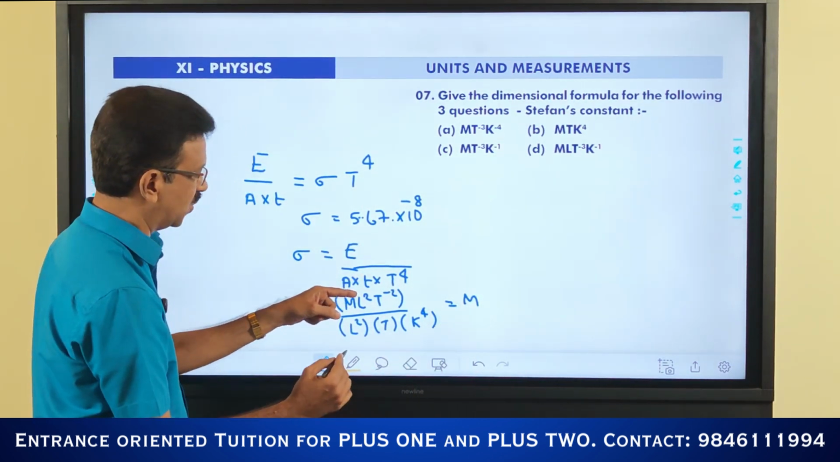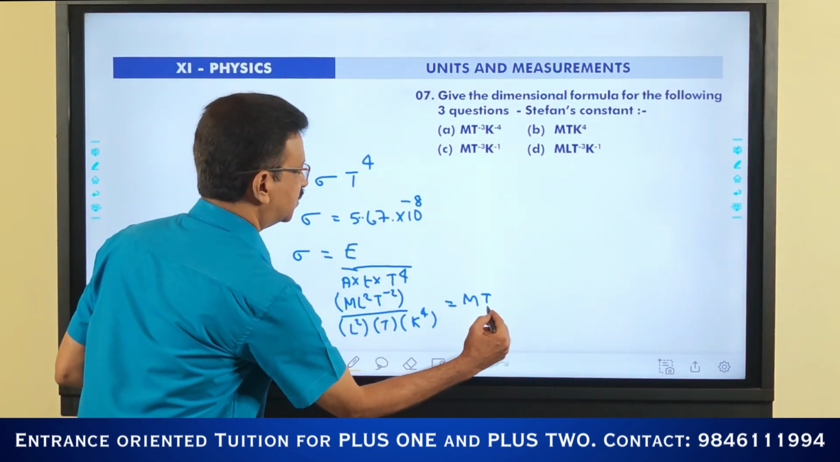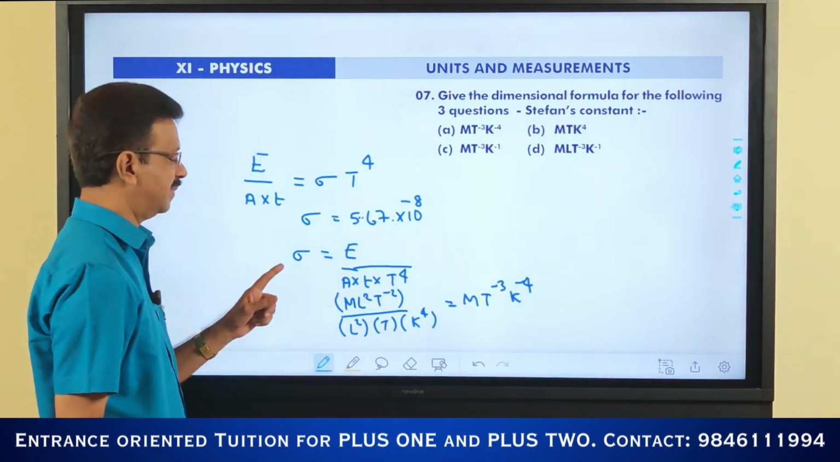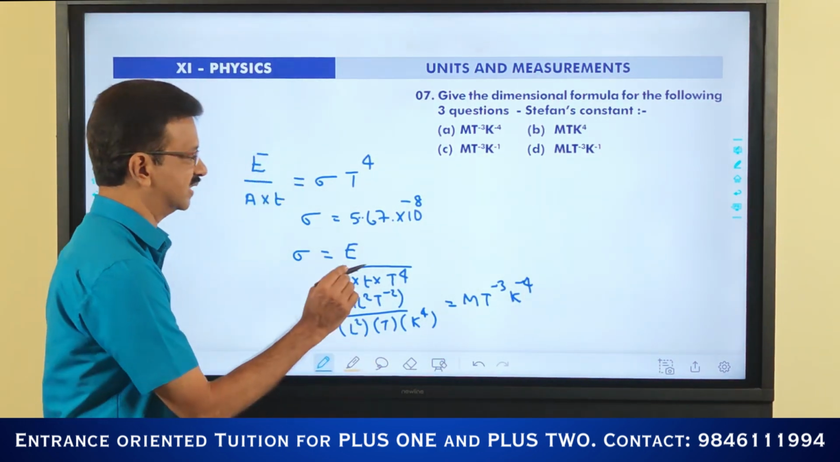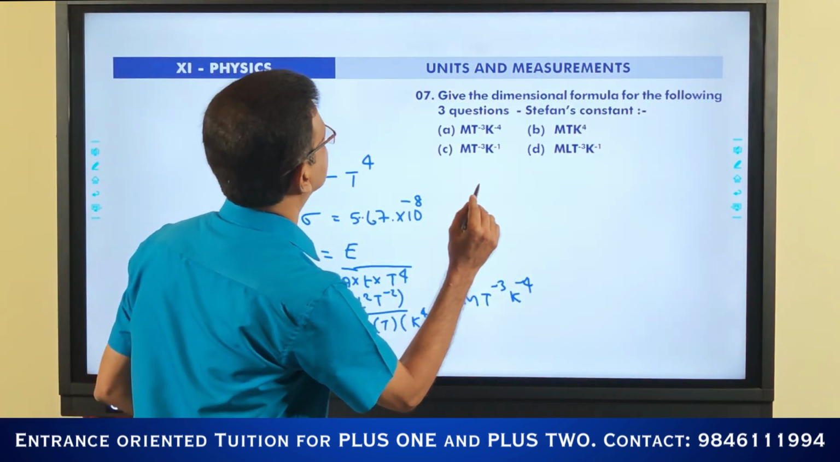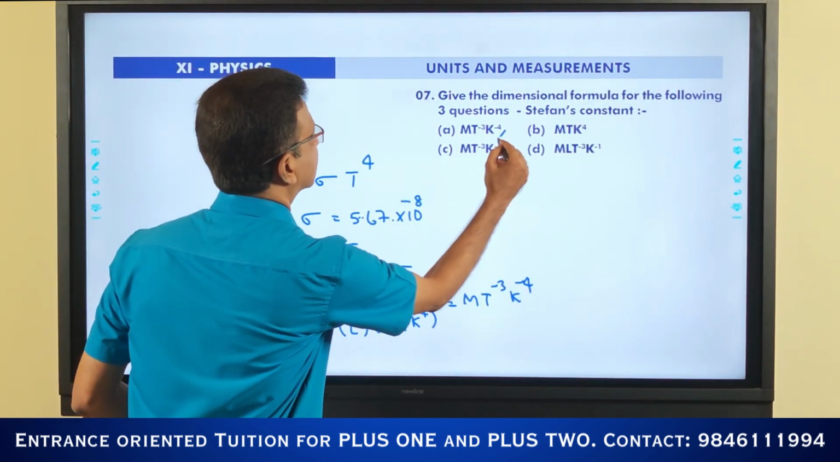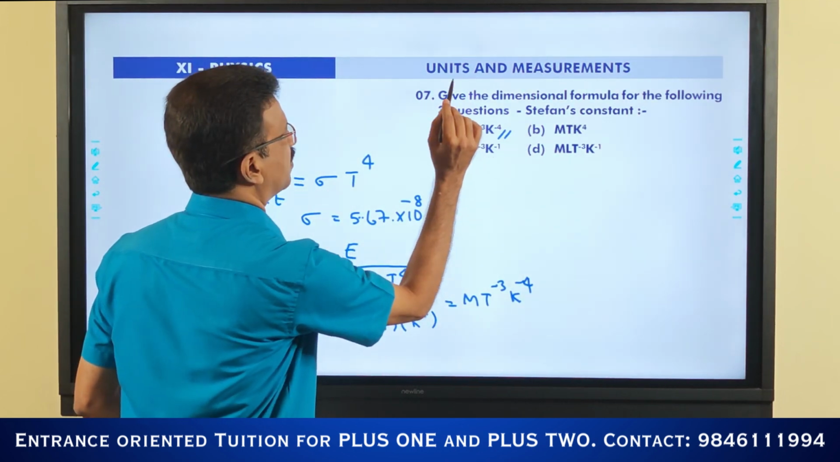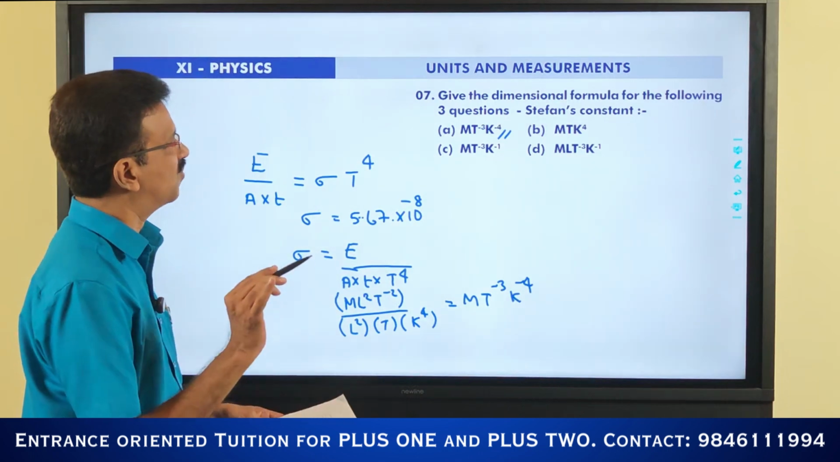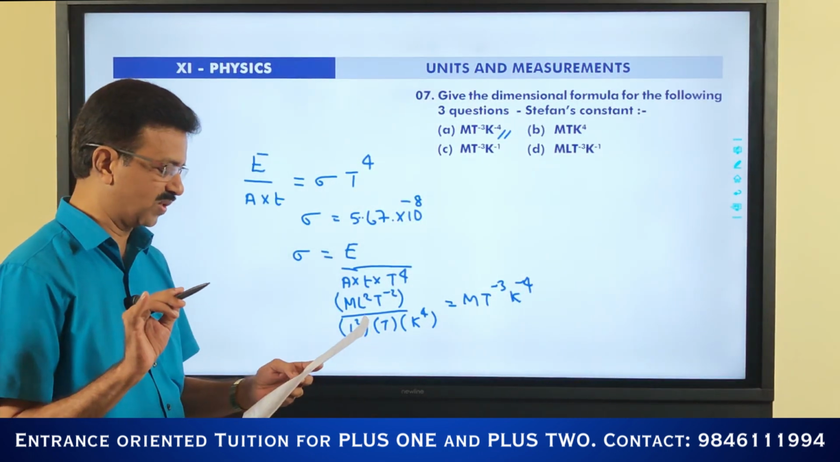L square and L square cancels. T raised to minus 3, K raised to minus 4. The dimensional formula of Stefan's constant is M T raised to minus 3, K raised to minus 4. Here, the answer is A. M T raised to minus 3, K raised to minus 4. This is the dimensional formula of Stefan's constant.